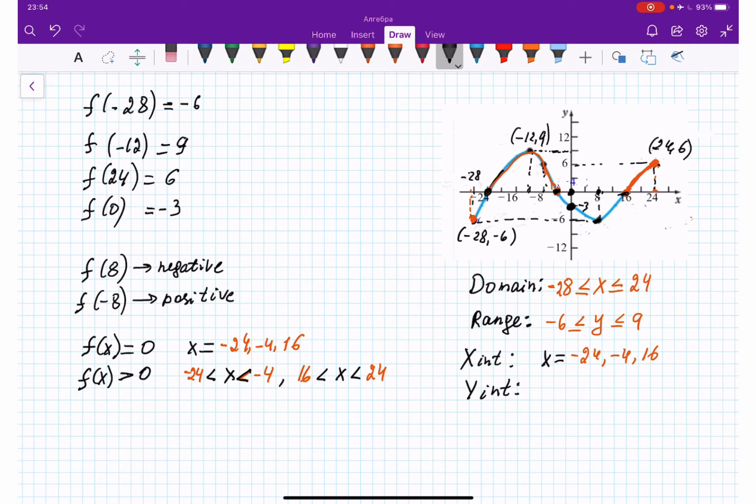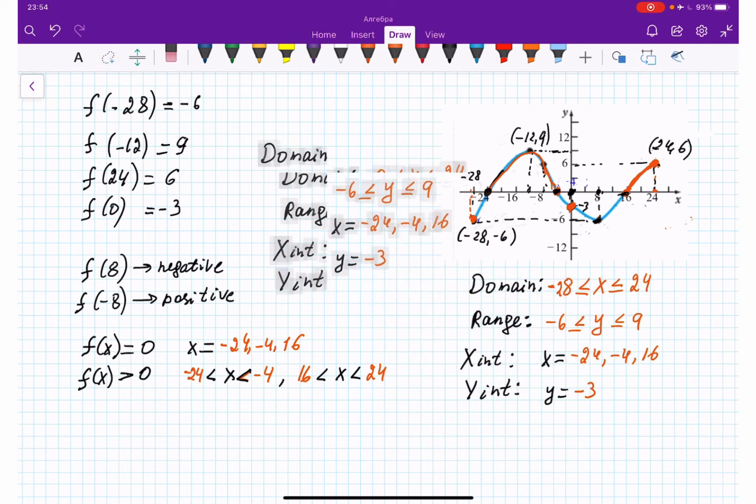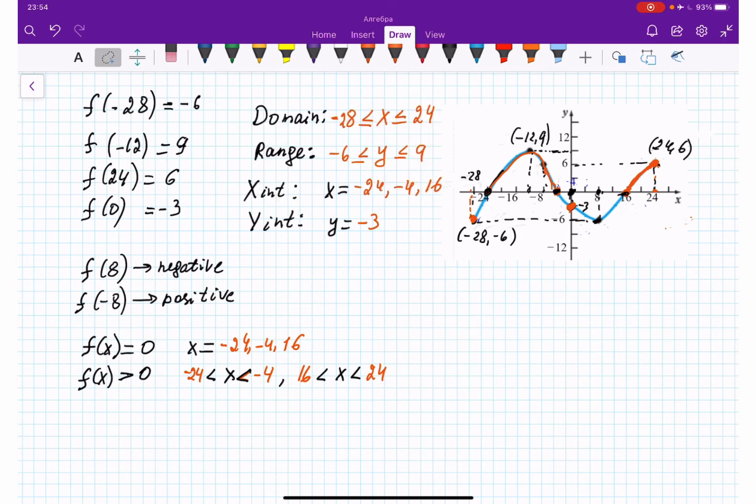Okay, what is going to be the y-intercept, which means at what value of y is x going to be 0? Here, when x is 0, we are getting negative 3. This is where x is 0, right on the y-axis. So we are getting y equal to negative 3. Okay? Let me move this here to save some space. Okay, very good.